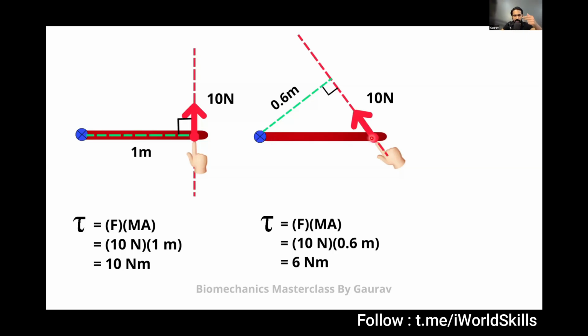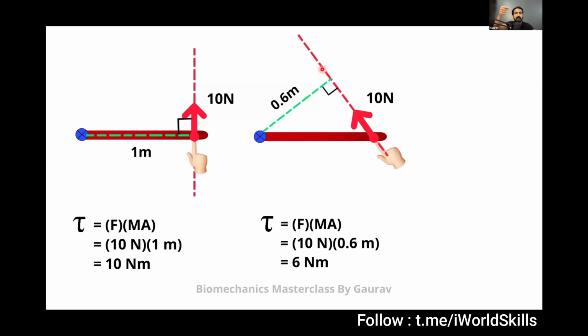But in order to calculate torque, you need moment arm. In order to calculate the ability of a force to cause a rotation, you need moment arm. How do you find out moment arm in this scenario? By extending this line of force in this direction.